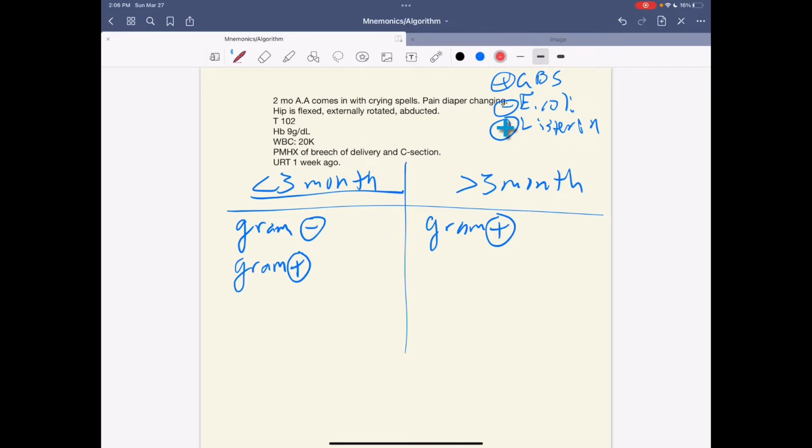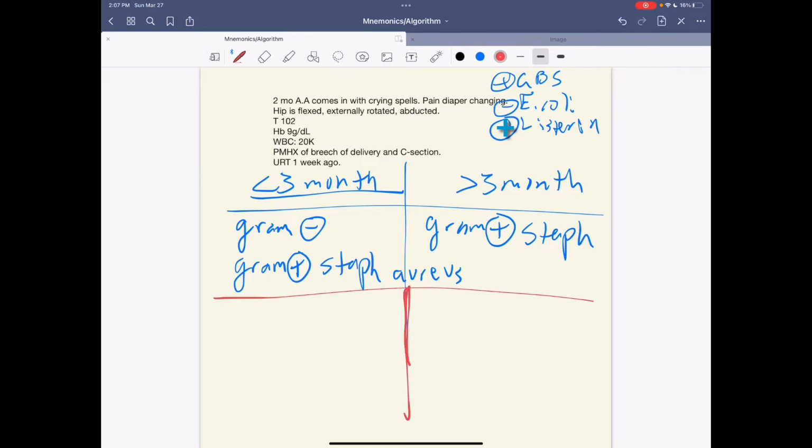Now let's talk about gram positives. What are some gram positives that you can have? What I want you to think about is your staph. Always think about staph. In fact, staph is one of the most common causes of infections anywhere in the body. Staph aureus, right? Okay, so now let's talk about treatment.